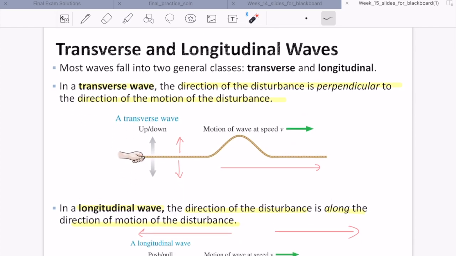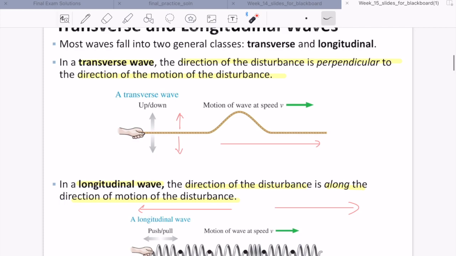So for the classes of waves, we have transverse and longitudinal waves. And the easiest way to think about these is just how they move throughout the medium itself. So for a transverse wave, the direction of the disturbance is perpendicular to the direction of motion. So direction of motion of what? It's the direction of motion of the wave itself.